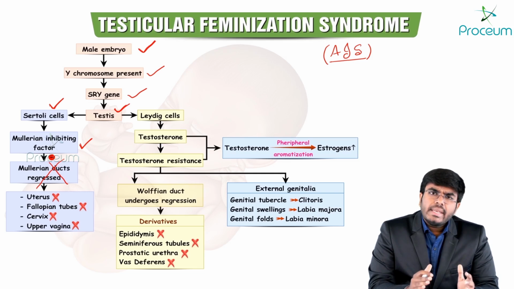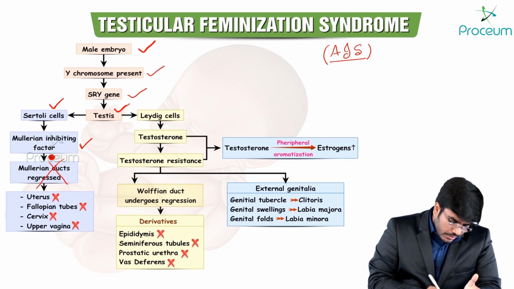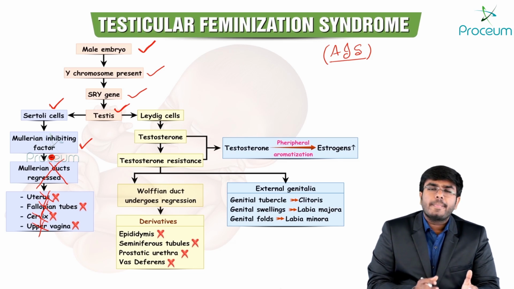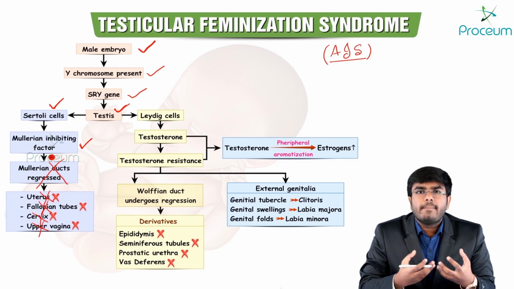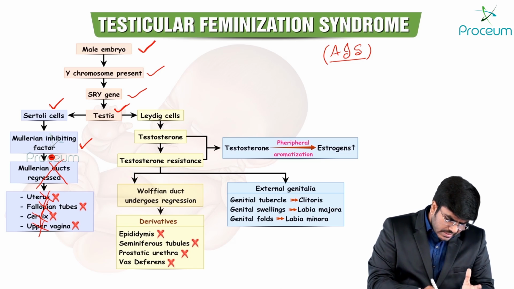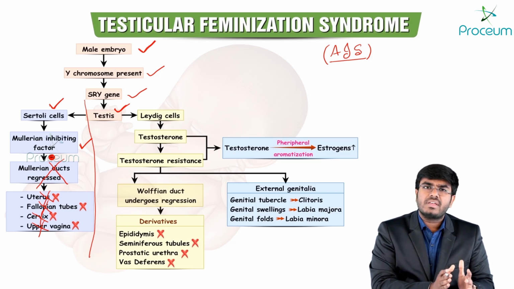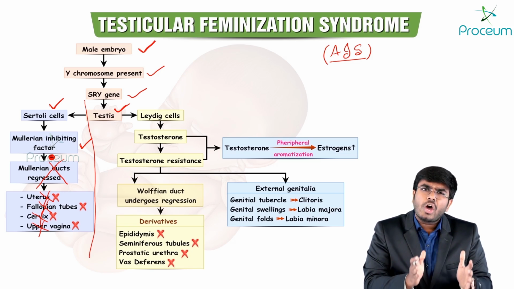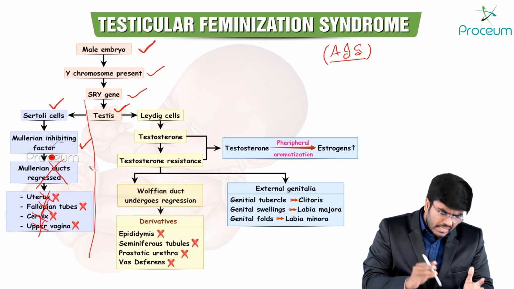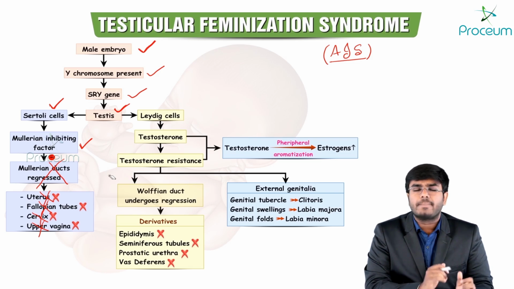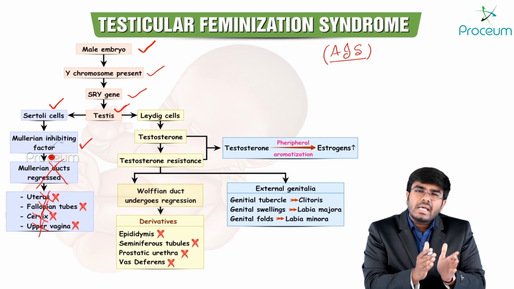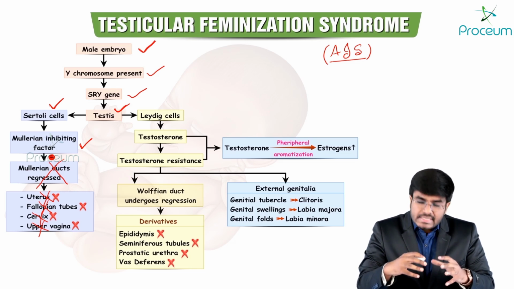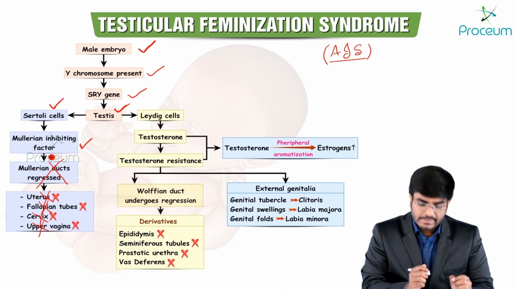Now as the Mullerian ducts are regressed, the uterus, fallopian tubes, cervix and upper vagina are not getting formed in a male, which is normal. So this half of the flowchart is something normal, and this should happen in a male embryo. Okay, male fetus, this should happen. Now what about the other half of the flowchart? This is the place where the problem lies.